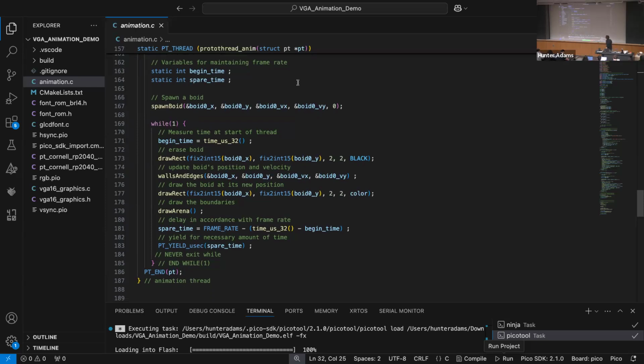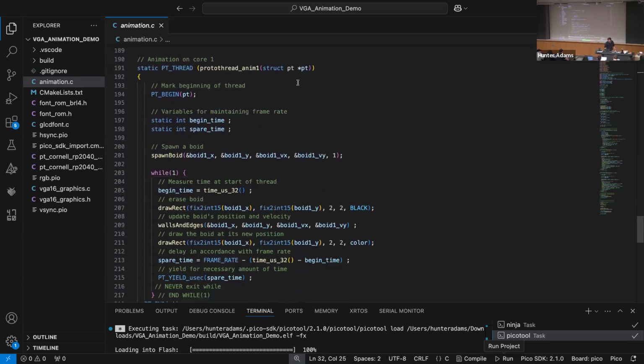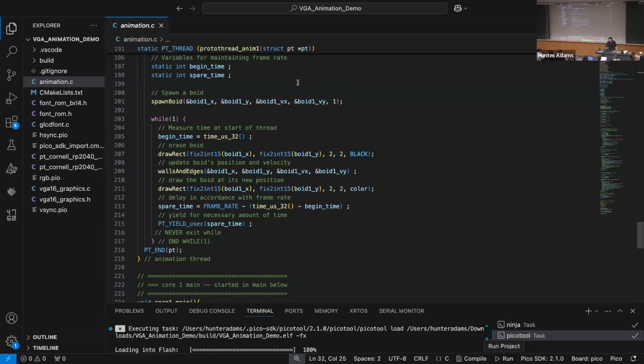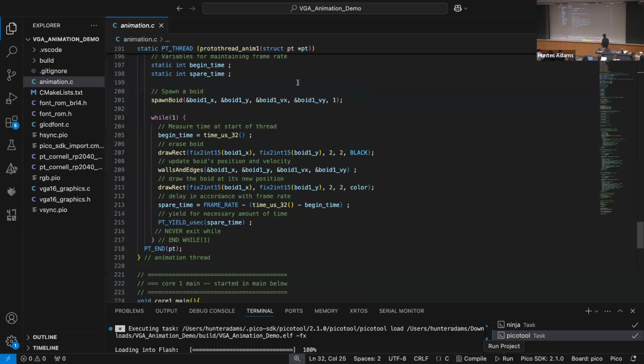So your challenge will be to cram as much ball update in there as you can while keeping spare time positive. There's an identical animation thread on the other core. The only difference here is that it is looking at that other set of variables, tracking the state of the other ball, but it is identical.